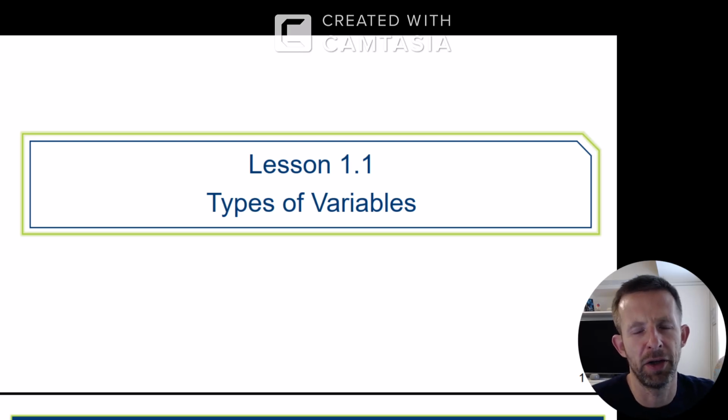Hey guys, in our first lesson, we're going to be talking about one of the foundational things to statistics, which is the type of variables that we use.